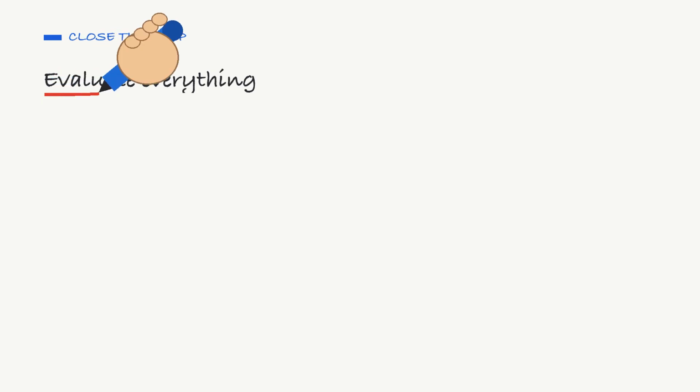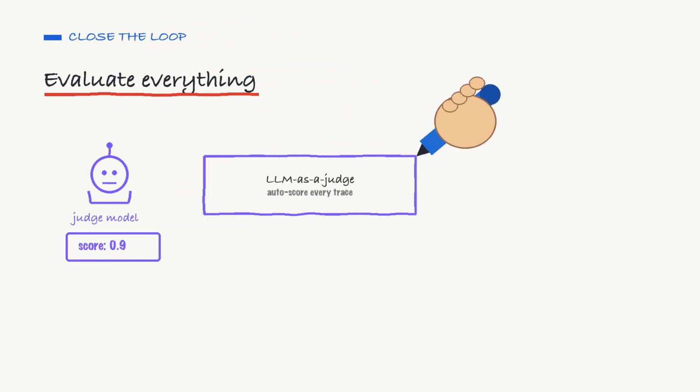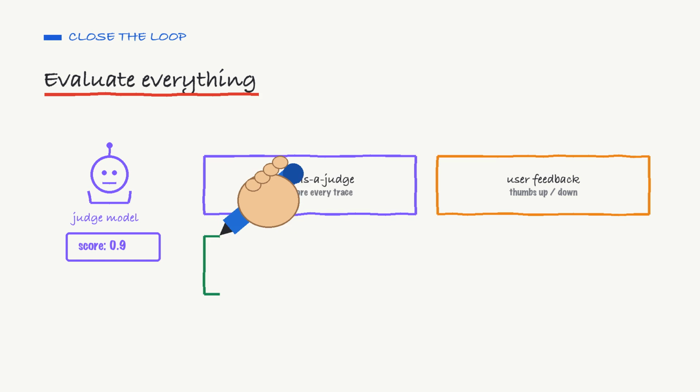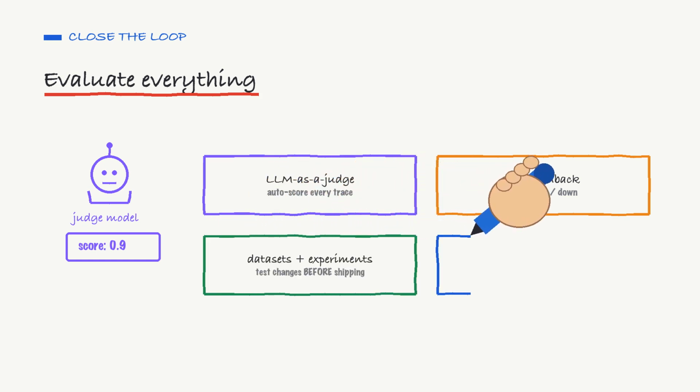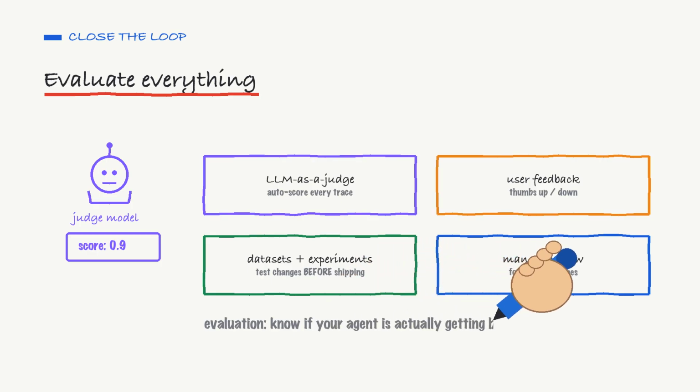Last pillar, evaluation. You can attach scores to traces from an LLM as a judge that grades answers automatically, from user feedback, like thumbs up or down, or from manual review. Then use datasets and experiments to test a change before it ships. Now you don't just feel like the agent got better, you can prove it.